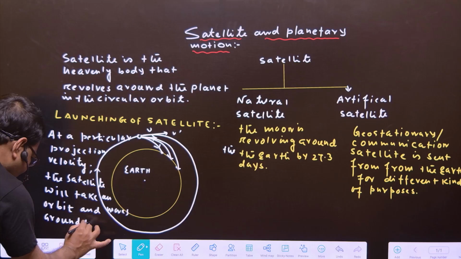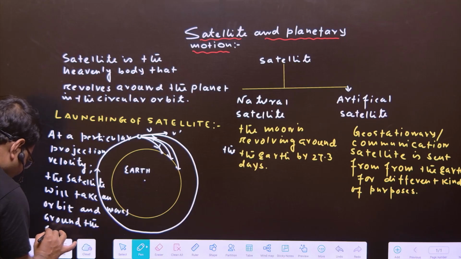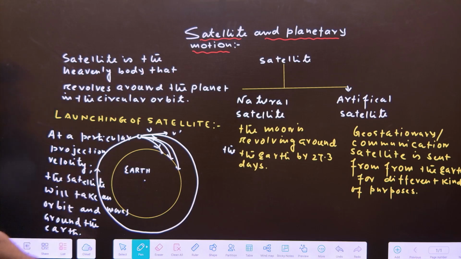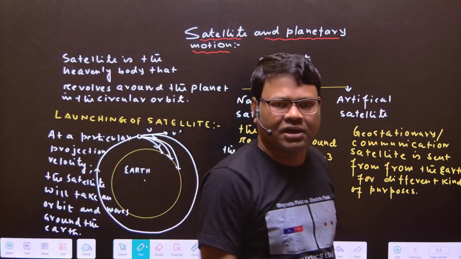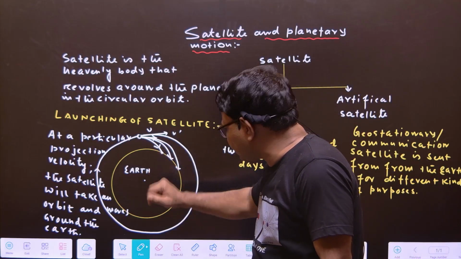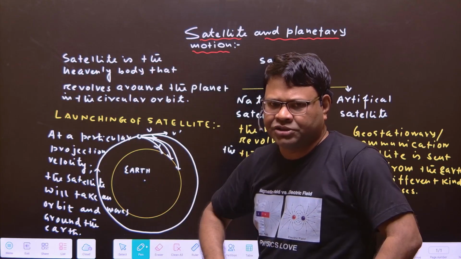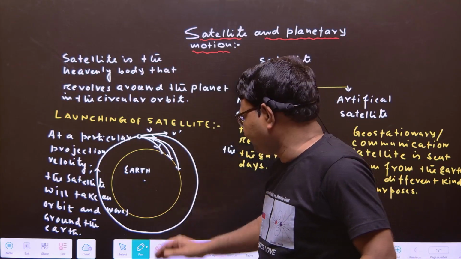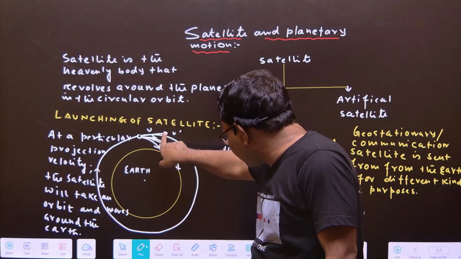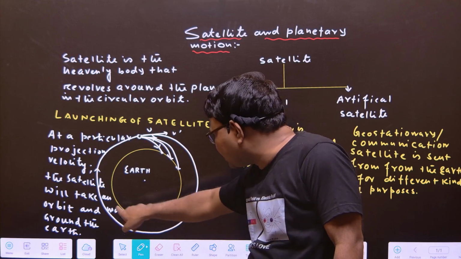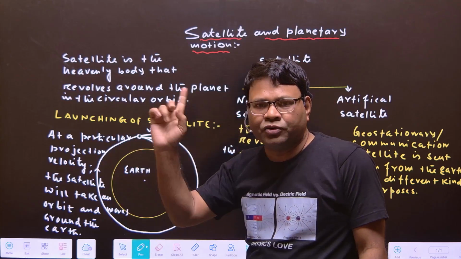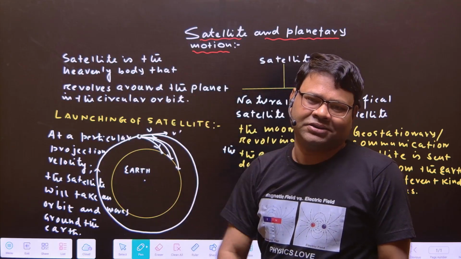Around the earth. This is the process to launch the satellite from the surface of the earth. If you give less velocity, it will fall on the surface. Gradually increase the projection velocity, the upward velocity, and then at a particular velocity v dash, it will take the curvature, it will take the circular orbit, and the satellite moves around the earth's surface.